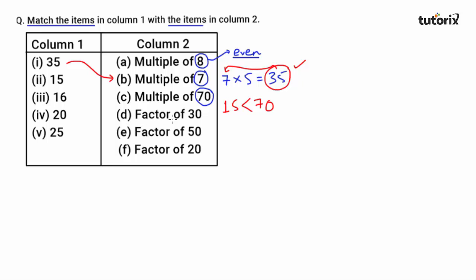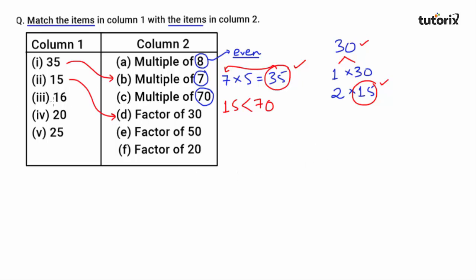Option D is factor of 30. Can 15 be a factor of 30? Let's try the factors of 30 to find out. As always, we start with 1 and the number itself. So, 1 and 30 are factors of 30. What comes after 1? 2, right? And we know that 2 into 15 is 30. Clearly, 15 is a factor of 30. So, yes, the answer here is option D.